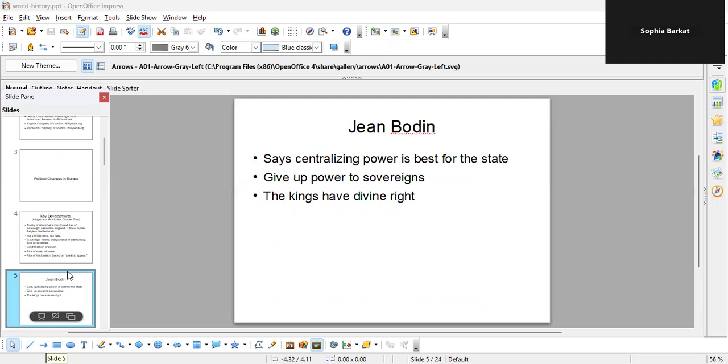John Bodin is saying in his writings that centralizing power is best for the state. So he's proposing that lords should give up power to sovereigns, that kings have divine right and therefore should rule and nobody else. Mingst and McKibben, the authors of Essentials of International Relations, suggest that this idea actually appealed to the lords, and therefore we see the centralizing of power.